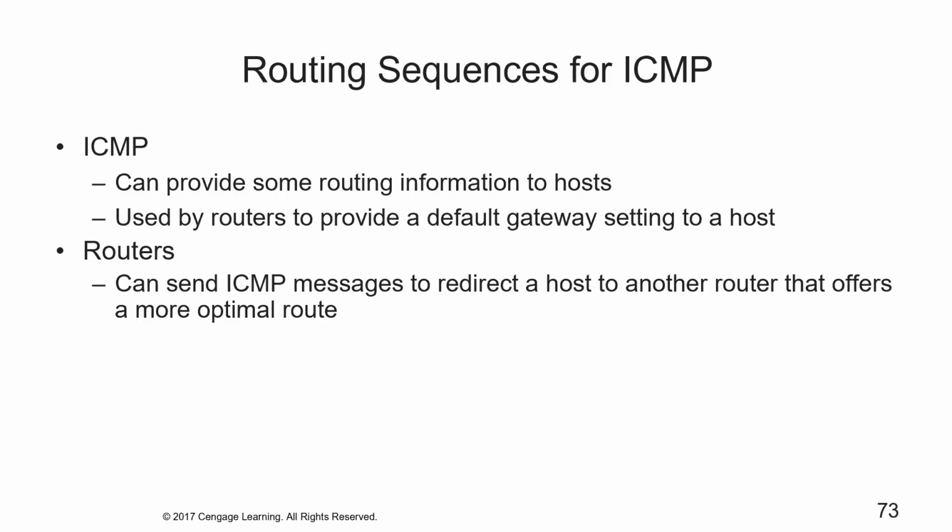So routing sequences for ICMP, while routing protocols such as Routing Information Protocol or RIP and OSPF, if you remember Open Shortest Path First, they provide route information to routers. ICMP can provide routing information to hosts. So routers can use ICMP to provide a default gateway to a host if the host asks for assistance. Routers can also send ICMP messages called ICMP redirect messages to redirect a host to another router that offers a more optimal route.